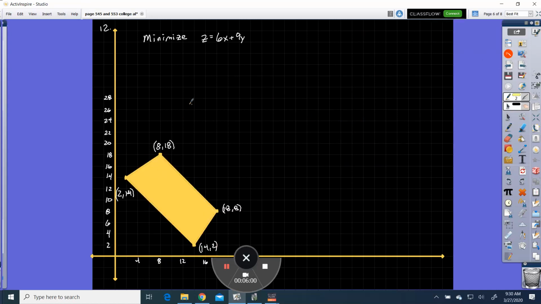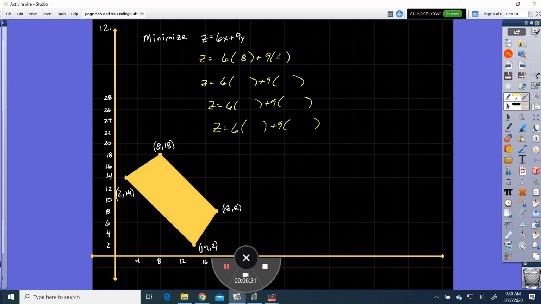All right, next question. Number 12. You have to do number 11 still, but I just thought I'd work through some of these. It says minimize now. So now we're after the smallest value. So I have 6, and I have 4 vertices. So I'm going to have 4 of these, one for each vertex. Now you start plugging in the points. 8 and 18, 2 and 14, 18 and 8, 14 and 2.